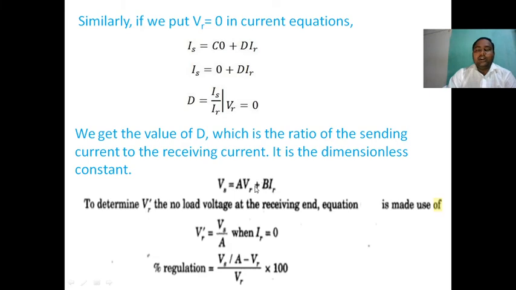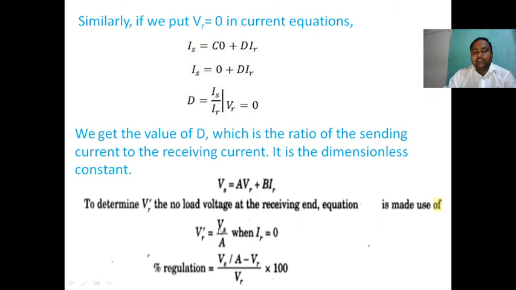VR is a full load condition. VR dash is a no load condition. Everyone remember that point. VR is a full load voltage. VR dash is a no load voltage. So Vs is equal to A VR dash. So VR dash is equal to Vs by A.